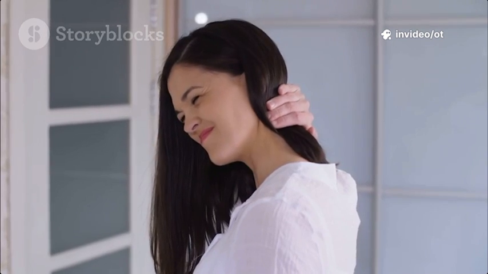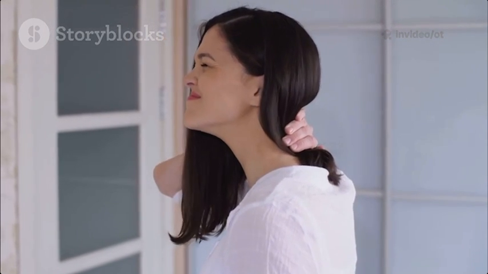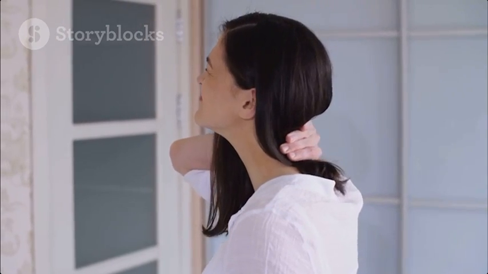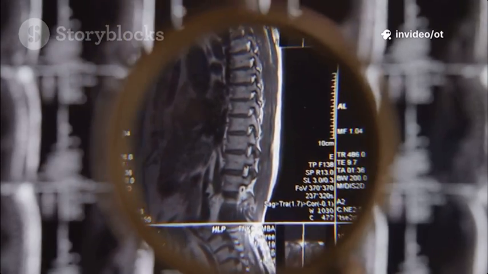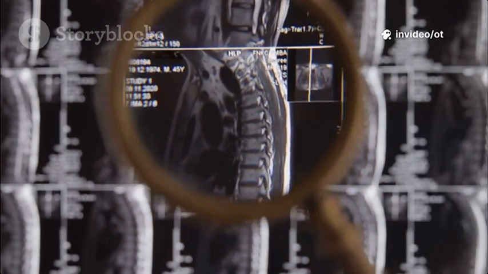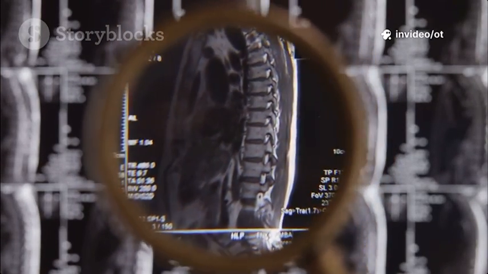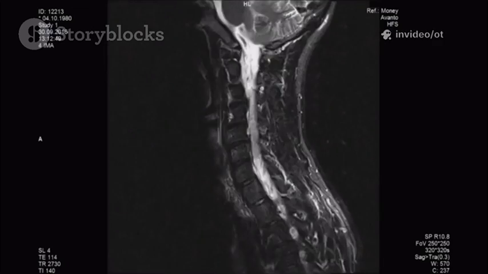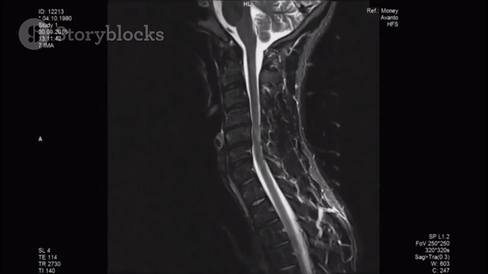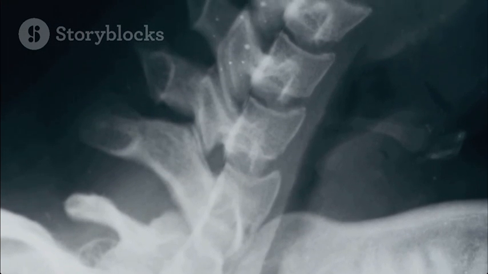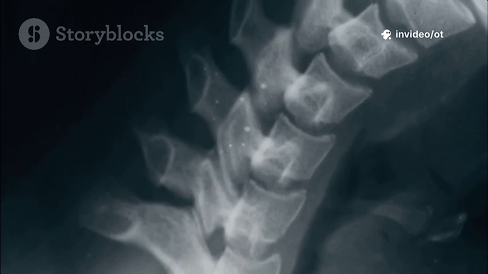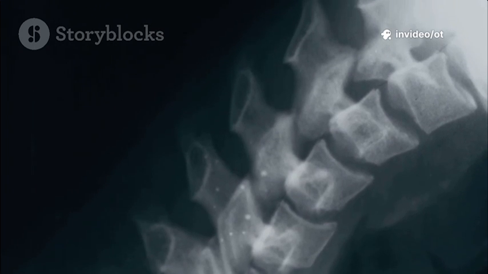Common presentations include cervical muscle strain and ligament sprain, often from poor posture or sudden unguarded movement. Cervical radiculopathy stems from nerve root irritation, frequently a herniated disc or osteoarthritic bone spur. It causes neck pain, numbness, and weakness radiating down the arm. Cervical spondylosis leads to stiffness and pain. Whiplash-associated disorders and cervicogenic headaches are also common.